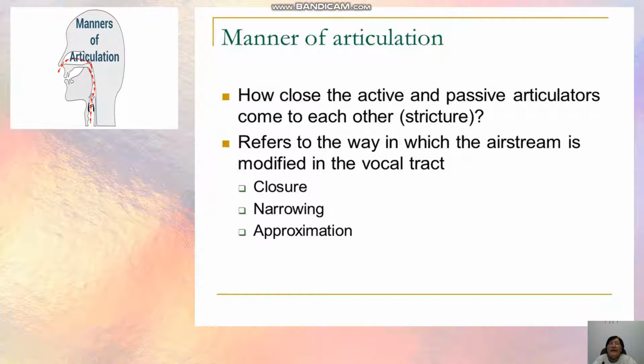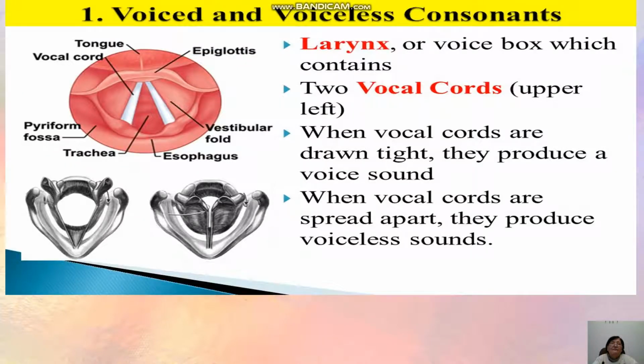How close the active and passive articulators come to each other refers to the way in which the air stream is modified in the vocal tract. Voiced and voiceless consonants. Pay attention to how vocal cords work. When vocal cords are drawn tight, they produce a voiced sound. When vocal cords are spread apart, they produce voiceless sounds.